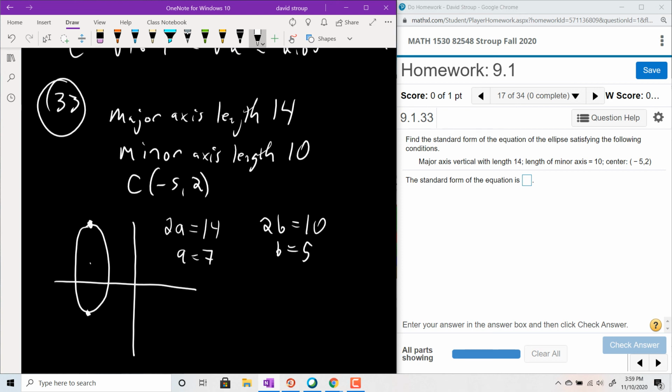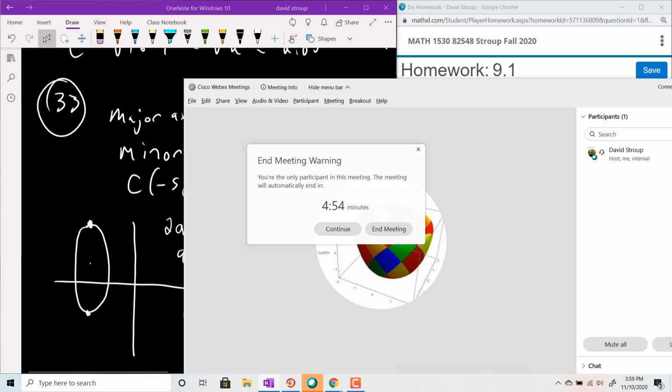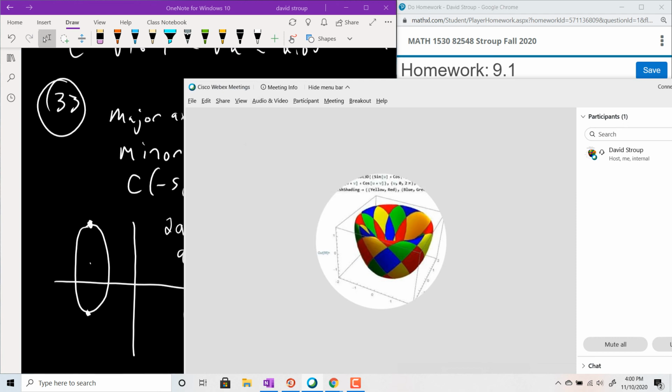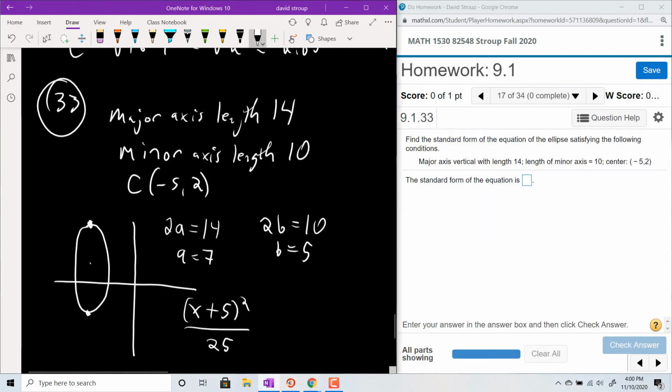Okay. And then you could just go x minus negative 5, or x plus 5, squared all over 25. The smaller number goes with the x variable because of the orientation. And then plus y minus 2 squared, all over 49, and that will equal 1.